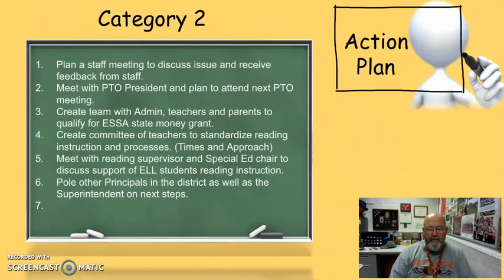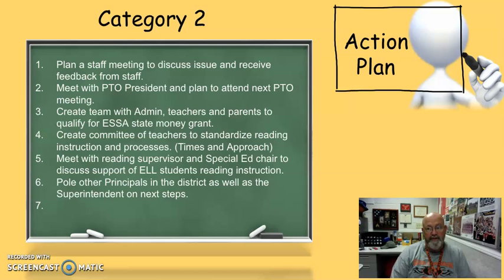My action plan going forward: first, I would plan a staff meeting to discuss the issue and receive feedback from the staff and the teachers. I would meet personally with the PTO president and plan to attend the next PTO meeting. I would create an advisory team with administrators, teachers, and parents to discuss how we can qualify for the grant money. Then I would create a committee of teachers to standardize reading instruction and process.